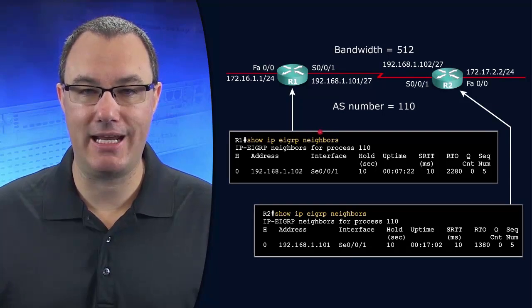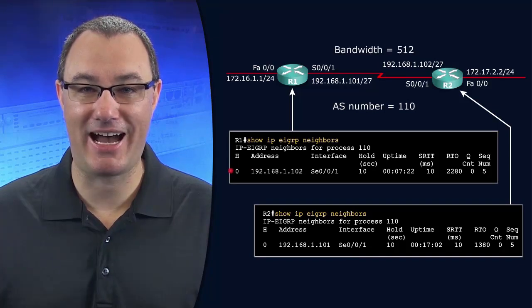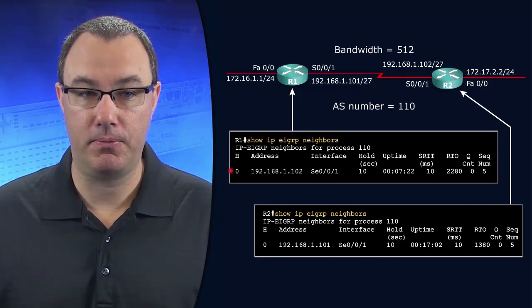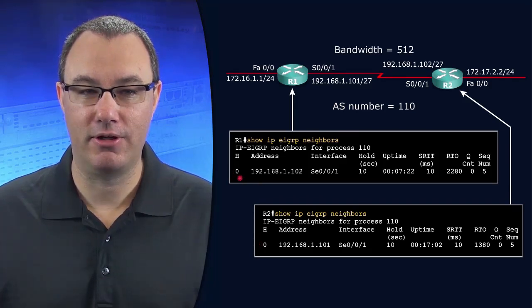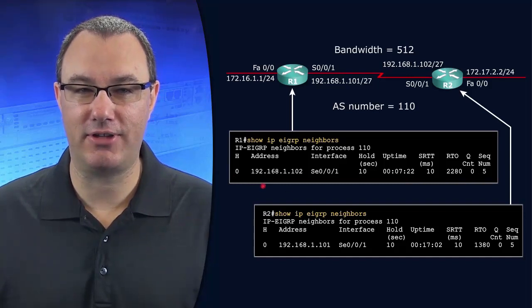We tack on neighbors, and it's going to show us a number of rows equal to the number of neighbors that we have. And so you want to count this. How many neighbors does router 1 have? Just one. One neighbor for router 2. Does it really matter? H is the index. Do these values really matter inside of the show output?